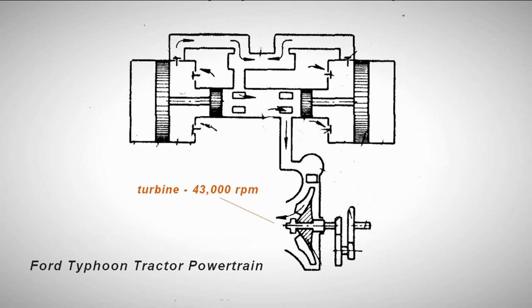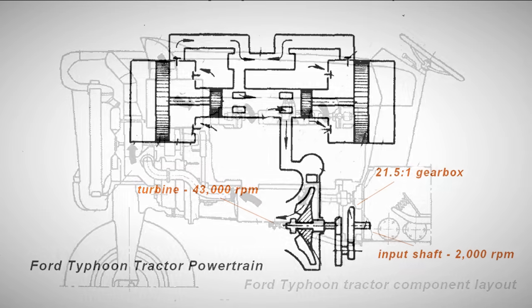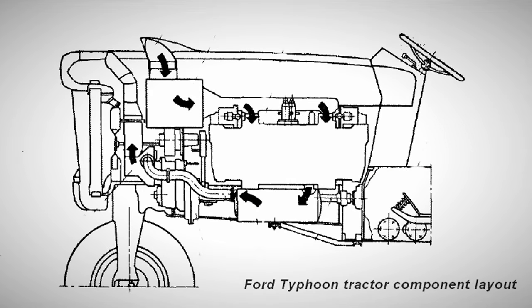The second part of the engine, the radial traction turbine, was quite compact, with a 5.5-inch impeller diameter and a rotational speed of 43,000 revolutions per minute. The turbine was mounted in a single unit with a two-stage mechanical gearbox, with an overall gear ratio of 21.5. Thus, the transmission input shaft rotated at 2,000 revolutions per minute. After the gearbox, torque was transmitted to a conventional manual transmission, providing 10 forward gears and 2 reverse.